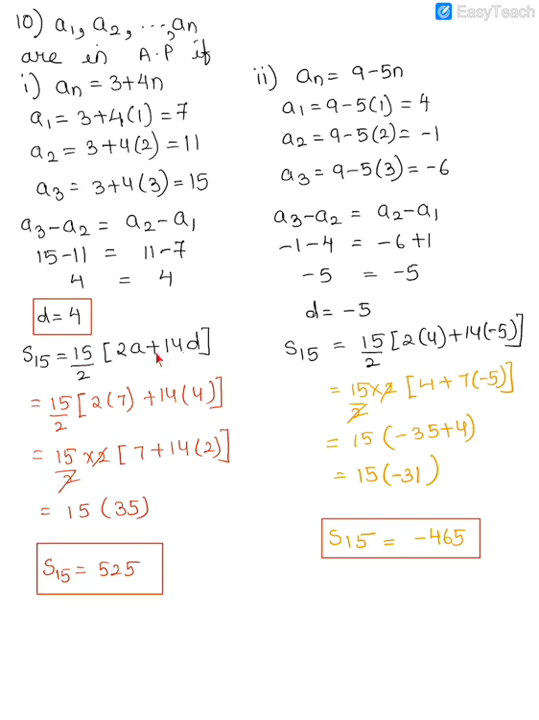तो 15/2 twice of A plus 14D. Put the value of A and D, you get 525.